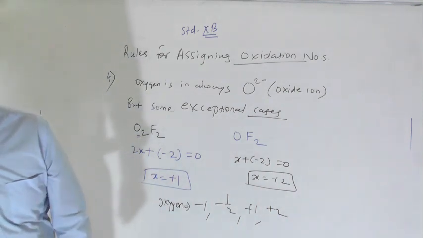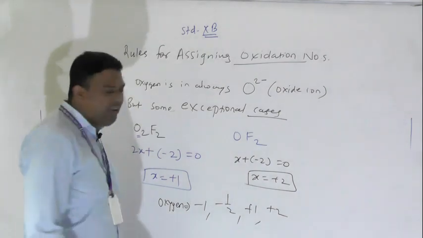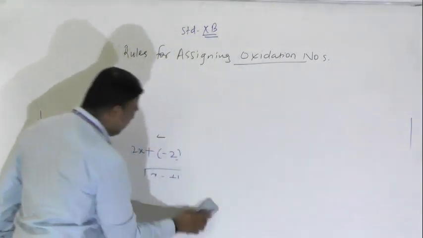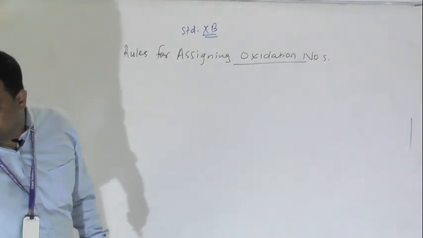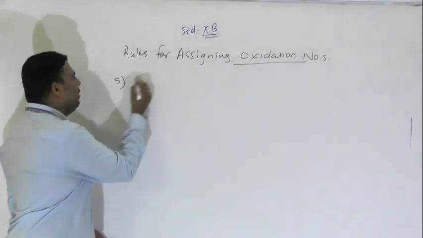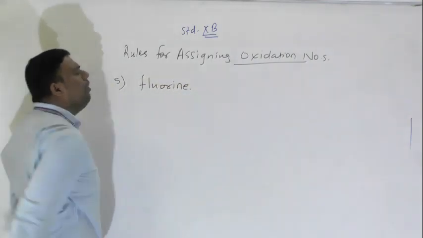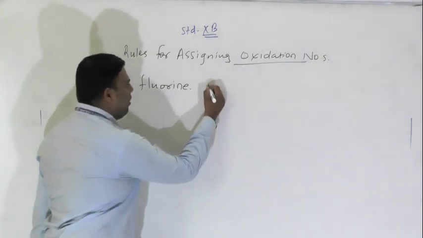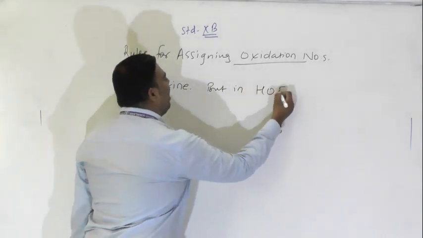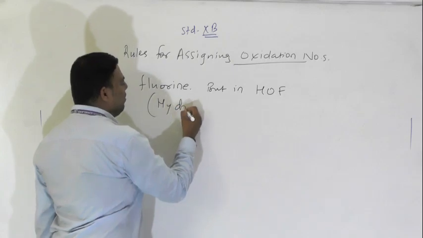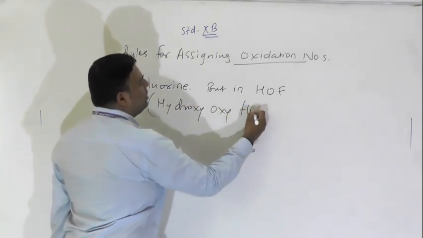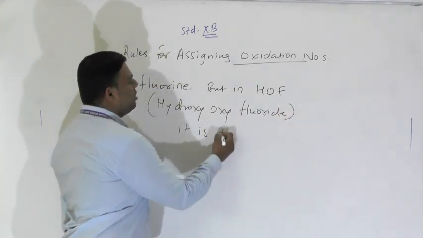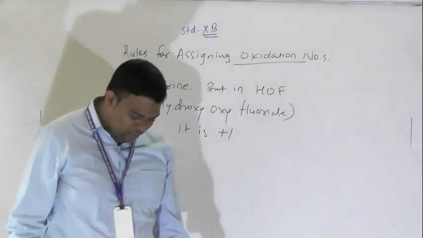In the fifth rule we are discussing fluorine. In almost all compounds, the oxidation number of fluorine is -1, but in HOF, hydroxyoxyfluoride, it is +1. So that you have to mention.